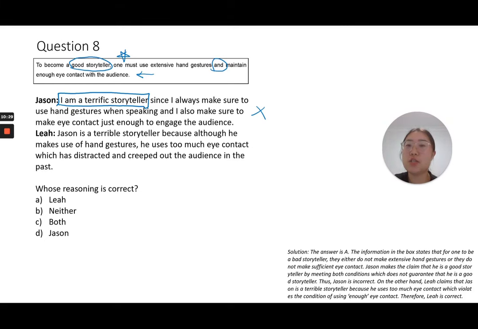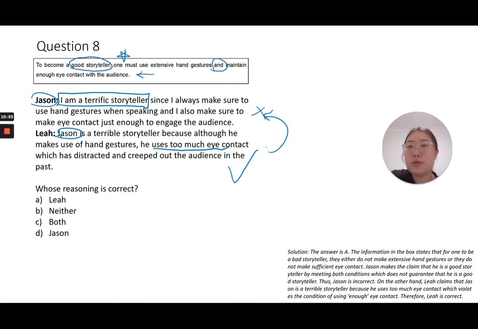he uses too much eye contact, which has distracted and creeped out the audience in the past. Now they've directly used this word Jason, the name, to confuse you, to make it seem like she's opposing him, but it might be a different Jason. So ignore the names, just focus on her argument. Leah is actually correct in this case because she says that he has used too much eye contact.